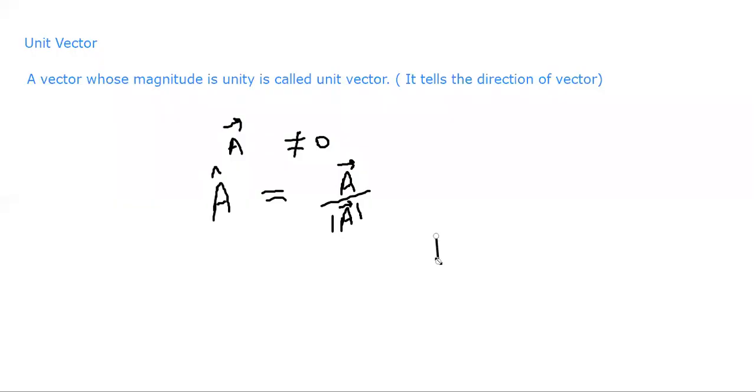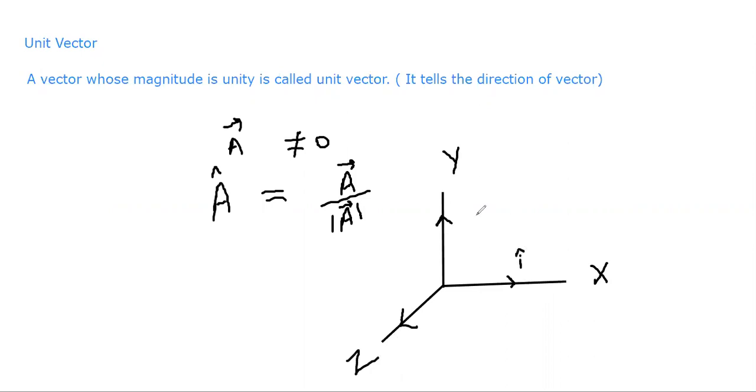As you know, there are 3 axes, x, y, z, which are mutually perpendicular to each other. So at each axis, we have unit vectors, that is the vectors which give direction. We have one unit vector at x, one at y, and one at z. The unit vector at x is called i cap, at y it is called j cap, and at z it is called k cap.